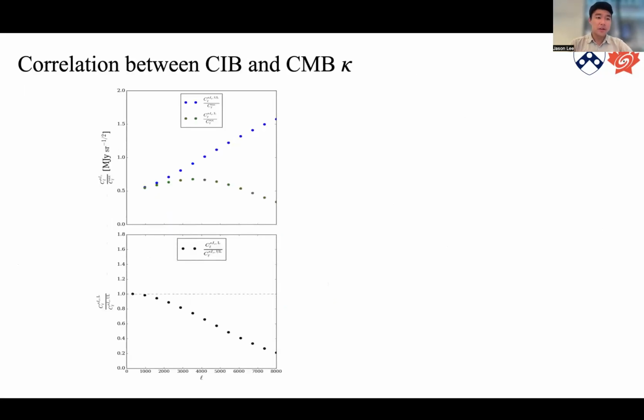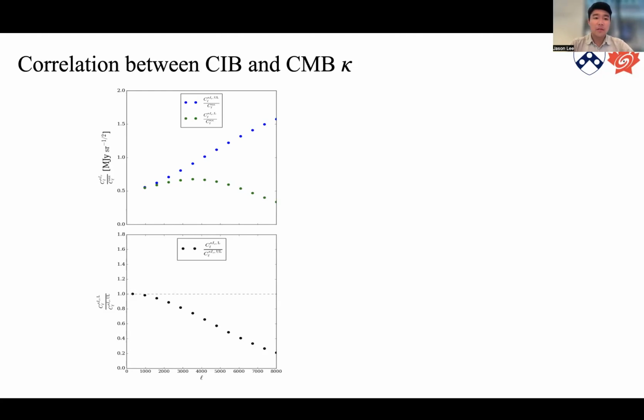Moving on to some plots on the cross-correlation between the CIB and the CMB lensing. On the top here, you're looking at the unlensed CIB cross-correlated with CMB kappa, and in green, the lensed CIB cross-correlated with the CMB kappa map. On the bottom, you're looking at the ratio between the two, and you can see that at L equals 2000 and above, the ratio rapidly diverges from 1.